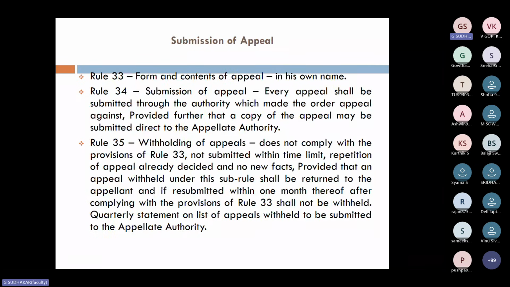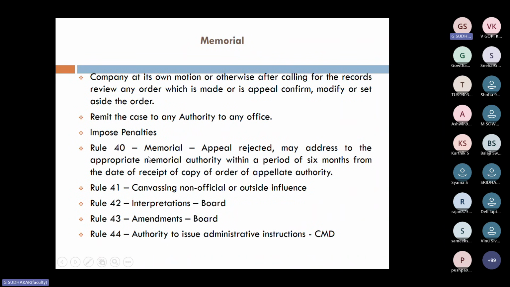Rule number 40 is important. Rule number 42, interpretations. Interpretations in the CDA rules will be revealed only by the board. And also amendments. Any interpretations, amendments in CDA rules have to be done only by the board. Rule number 42, 43. Rule number 44 says issue of administrative instructions by the CMD. So the board has the highest authority for interpretation of CDA rules and amendments in CDA rules. CMD can only issue administrative instructions under rule number 44.